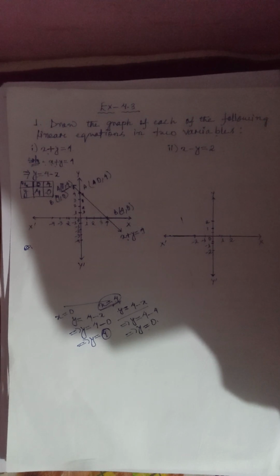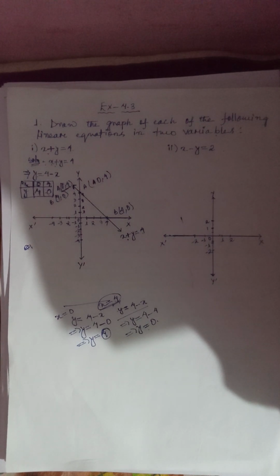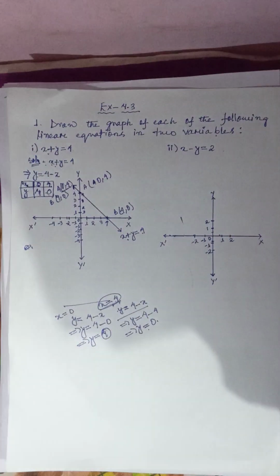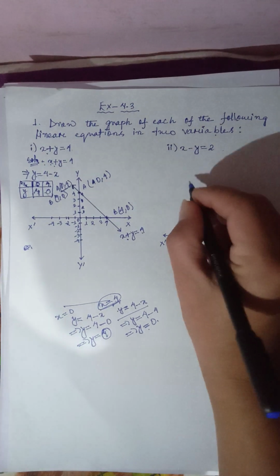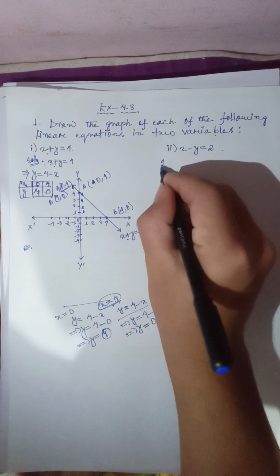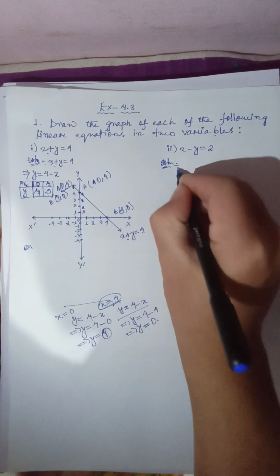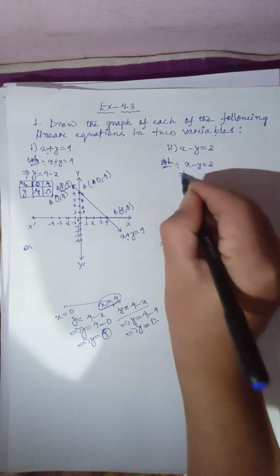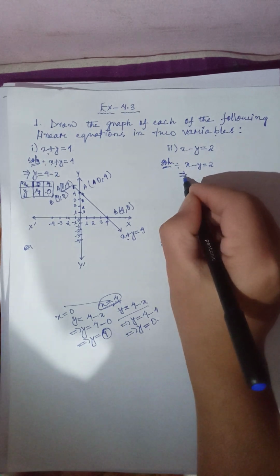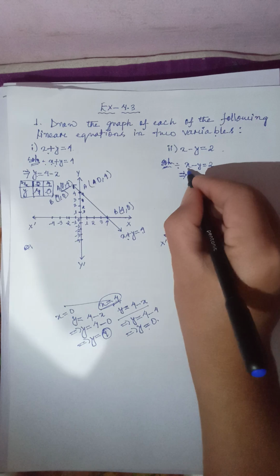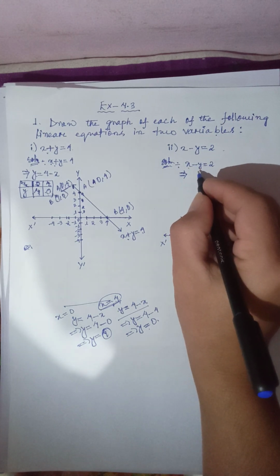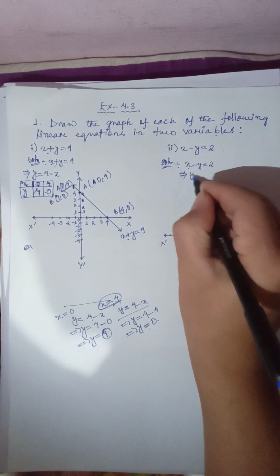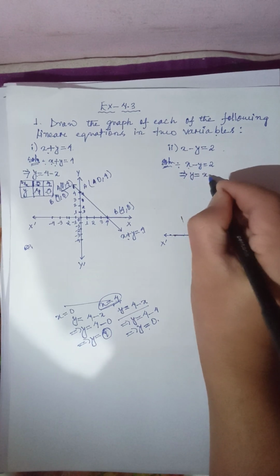Then after that, let us move to the next Roman number, which is x minus y equal to 2. Here we have the solution. Let us write it. Solution, and x minus y equal to 2. And actually here we have to find the values of y by using the values of x. Alright. In order to do that, what do you need to change in this? It is x minus 2.